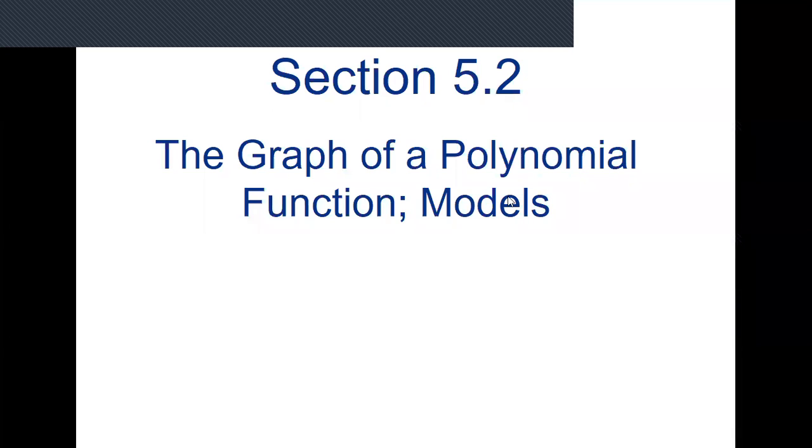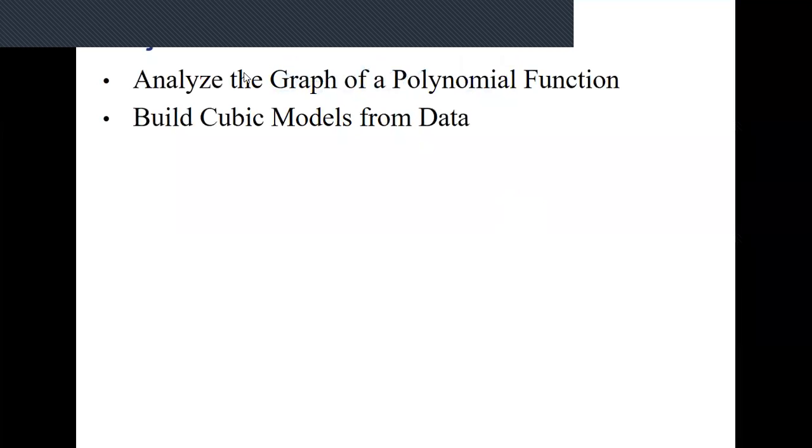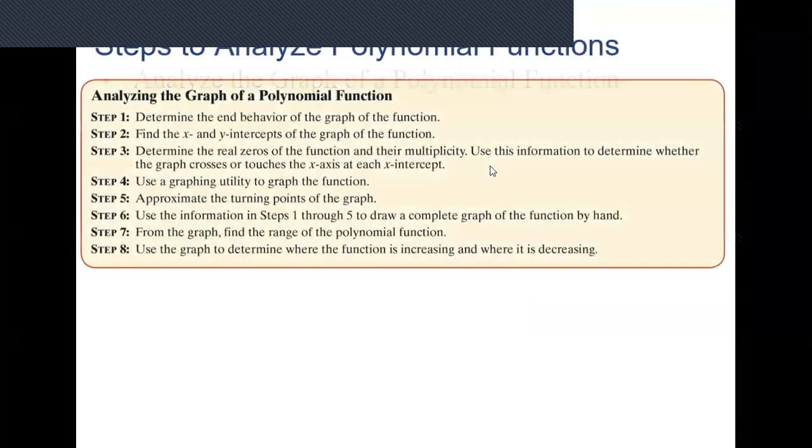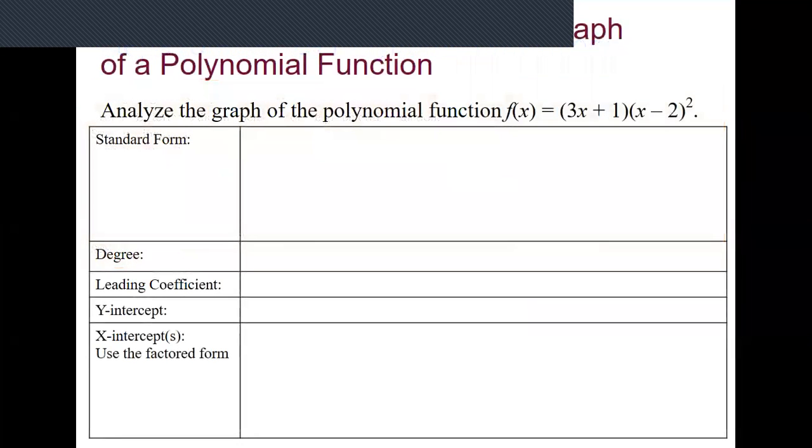different. So 5.2 is just analyzing the graphs of the polynomial function. As you can see here, it just wants to make sure you are comfortable analyzing the graph. So determining the end behavior, the x and y intercepts, which are all the skills that you learned in 5.1. Does that make sense? So 5.2 is just a continuation of that.